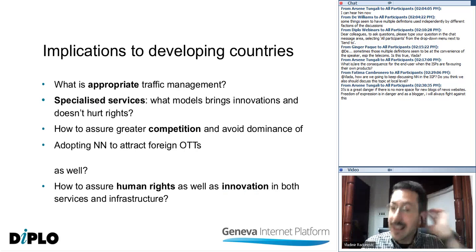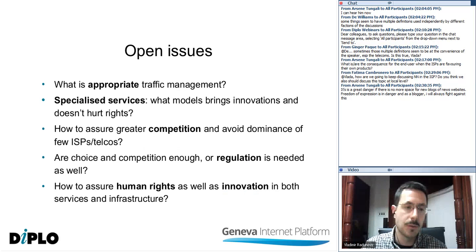And lastly, before we open up for discussion with you and questions, comments, what are the open issues? What is appropriate traffic management? What are the specialized services? How can we assure the competition so that we avoid the dominance of certain internet service providers, as is mostly the case in the US, but not only? Is the choice and competition enough, or does regulation need to go hand in hand with choice and competition, which can definitely go hand in hand? But is it needed? How can we assure human rights as well as innovation, both in services and infrastructure?